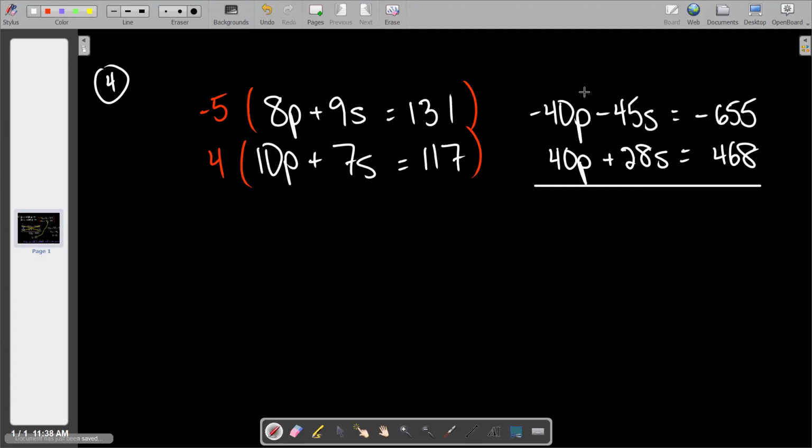And those p's are going to cross off. We're going to have negative 17 s's equal to negative 187, I think. Sure. And then if we divide, we get s equals 11. Okay, I got it. You're good from here? All right. So the strawberry cheesecake costs 11 bucks.